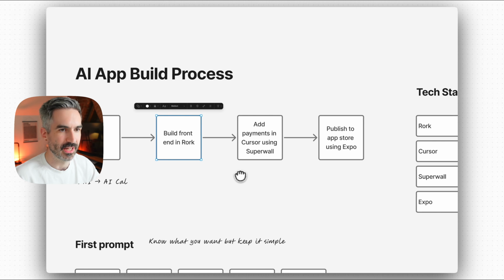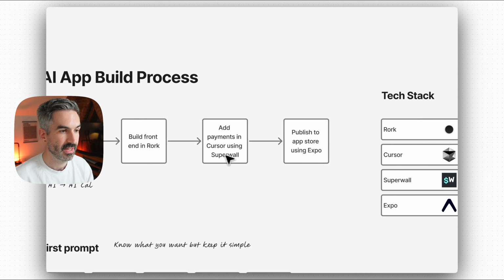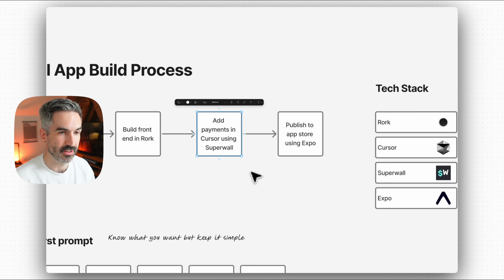We're then going to build the front end in Rork and some of the functionality as well. So Rork will be the place where we start with this idea. We'll put in a prompt to help us create it. We're then going to add in payments in Cursor using Superwall.